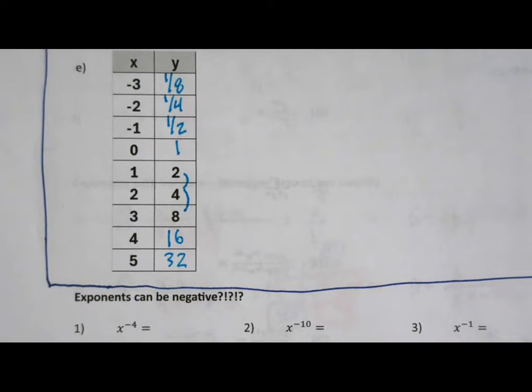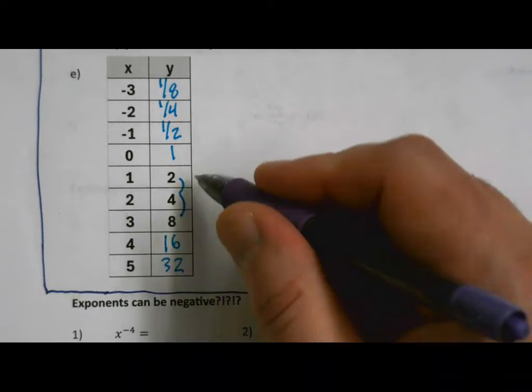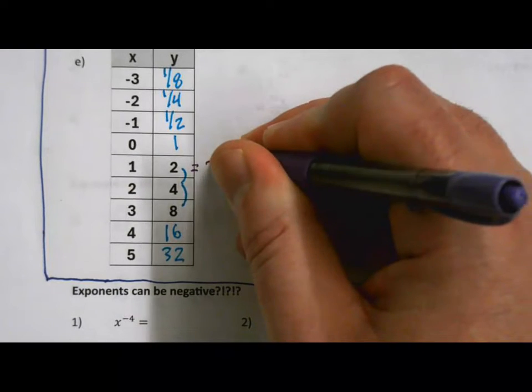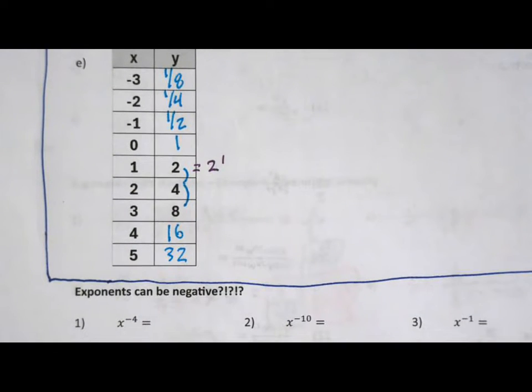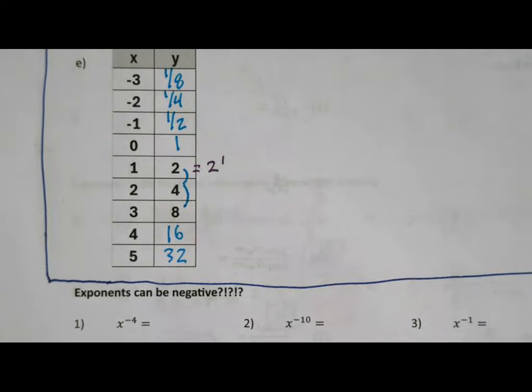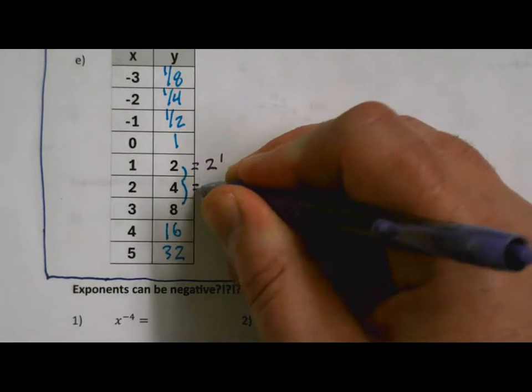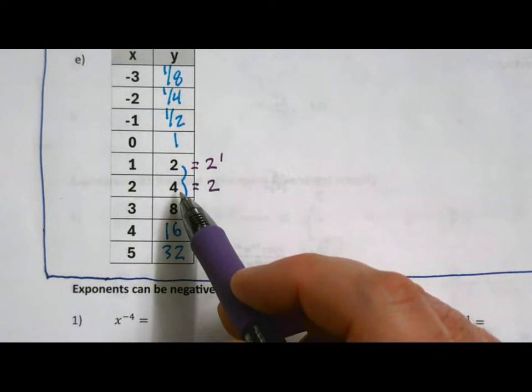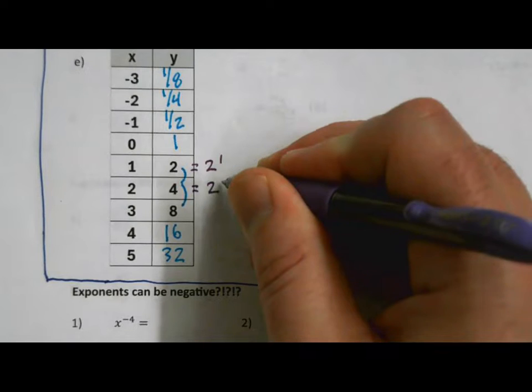Please don't miss this. Pay close attention. I want you to write this down for me, okay? This right here, 2, is 2 to the first power. Agreed? Is 2 to the first equal to 2? What power would I put on a 2 to make it equal to 4? 2 to the 2. 4 is 2 to the 2. Agreed?